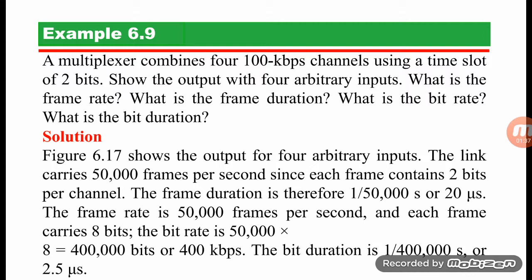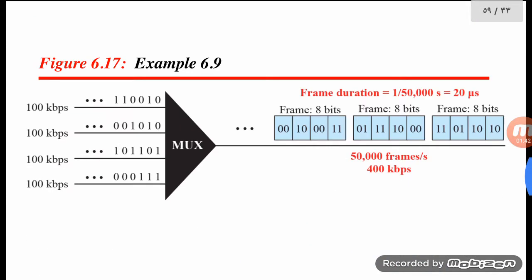So you have 4 users, each one with 100 kbps. This is the input, right? Exactly the same as before. Then they go to the multiplexer, the TDM multiplexer. After multiplexing, this is what it is. Now you see here in each frame, what is happening? Each frame has 8 bits.